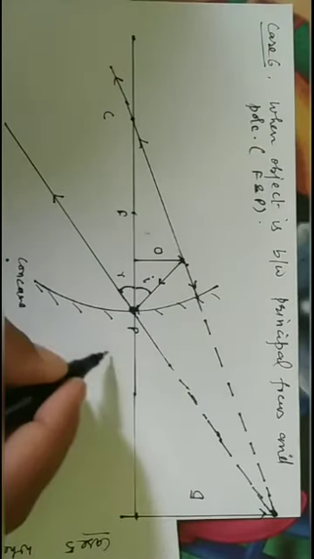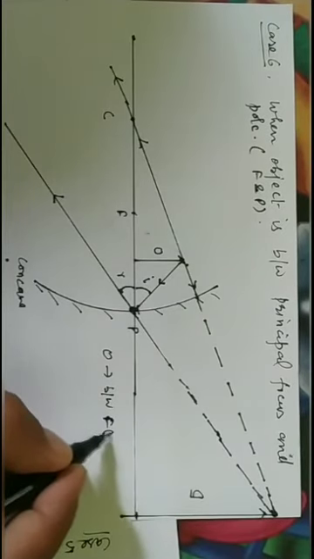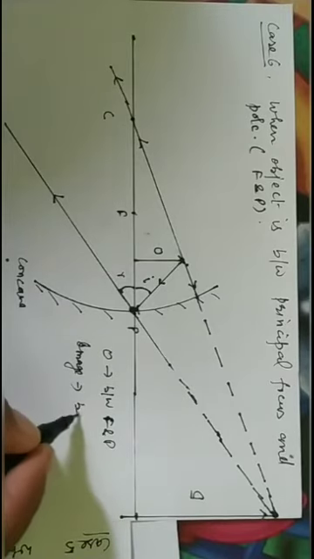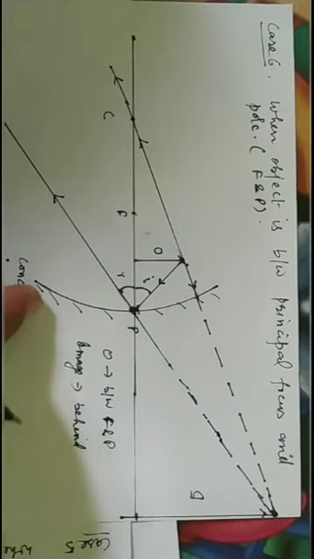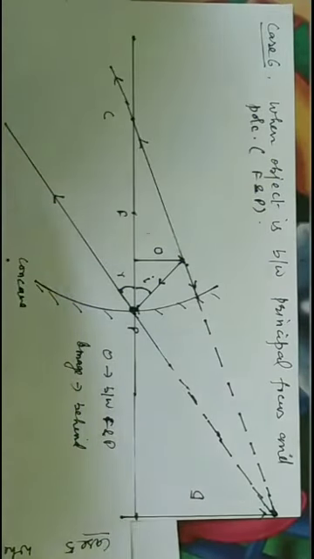So when your object is between principal focus and pole, your image is behind the mirror. This is the front portion of the mirror, and the image falls behind the mirror, as in the case of a plane mirror.